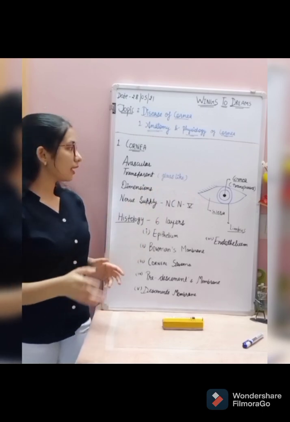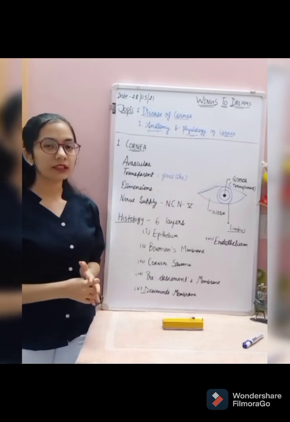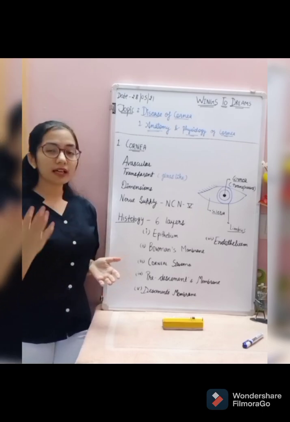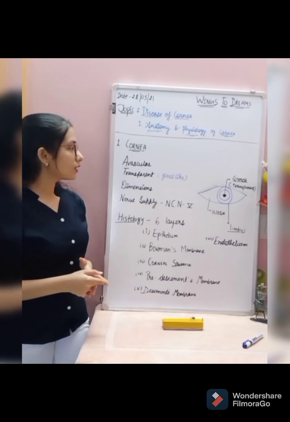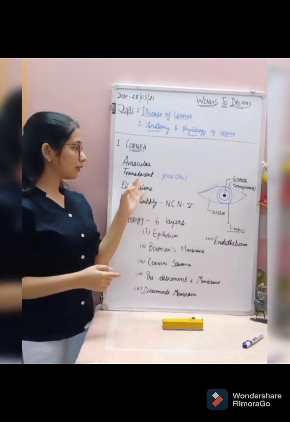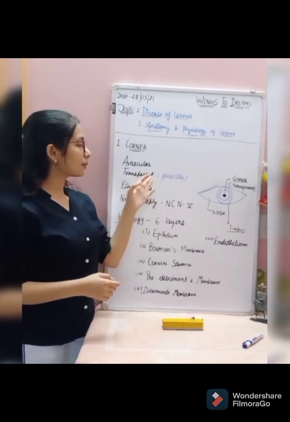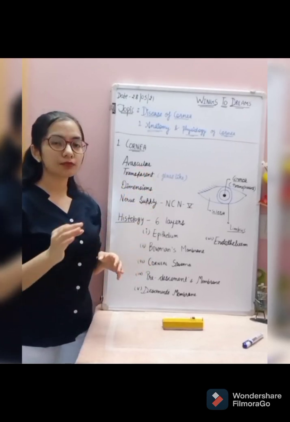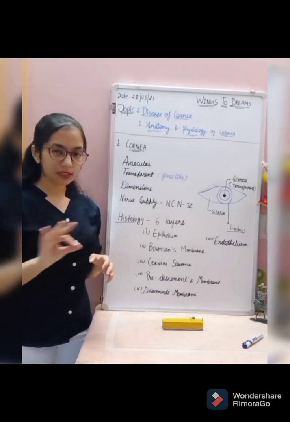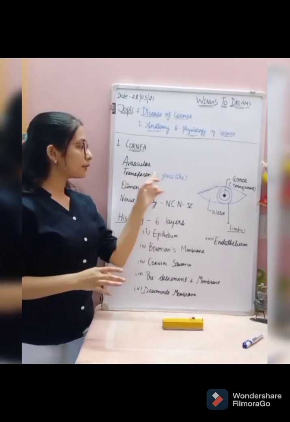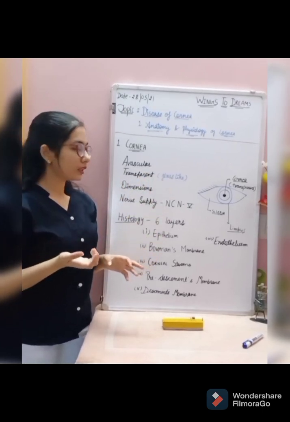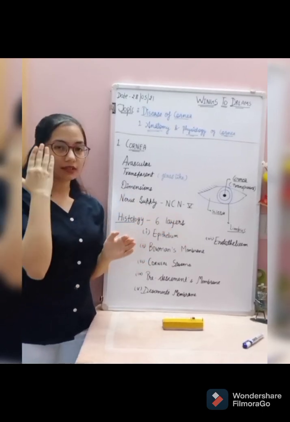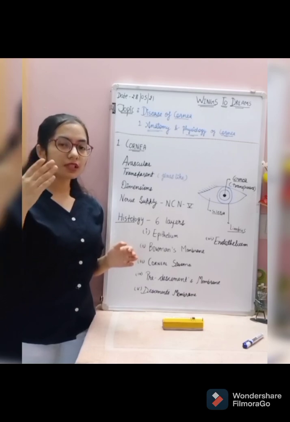Let's start by studying the basic anatomy and physiology. After that, I will continue with other kinds of disease of cornea. So cornea is avascular, as I told you, transparent and glass-like. Avascular here means there is no blood supply. Then transparent, and it's a glass-like structure.